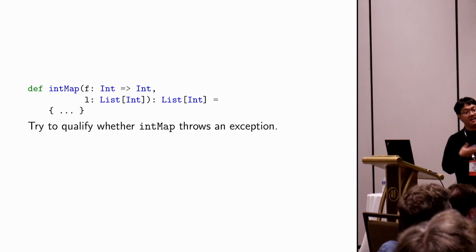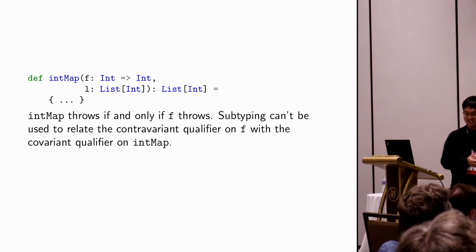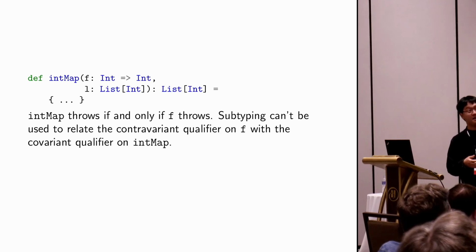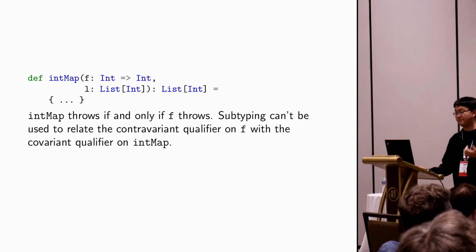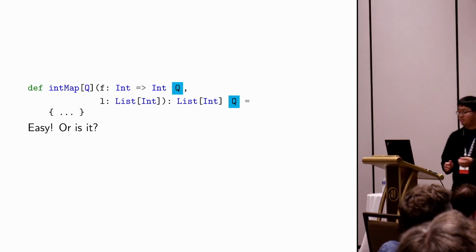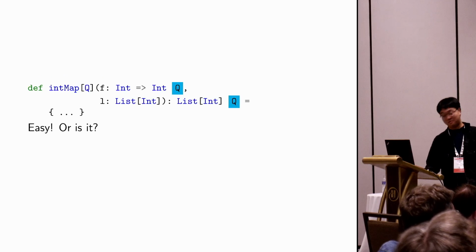Well, intMap throws an exception possibly only when f throws. And you can't use subtyping to relate the contravariant qualifier of throwing on f to the covariant qualifier on intMap. So you have to use a variable here. So you add some qualifier variables. Fine, that's natural. But so okay, easy, sure.